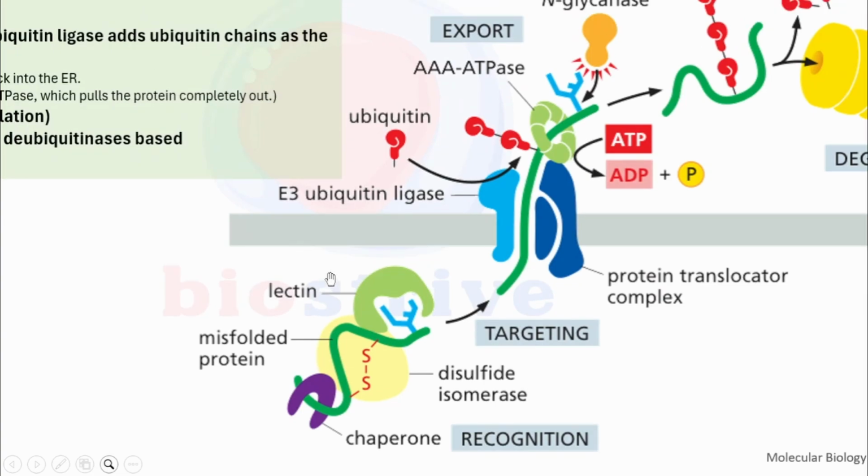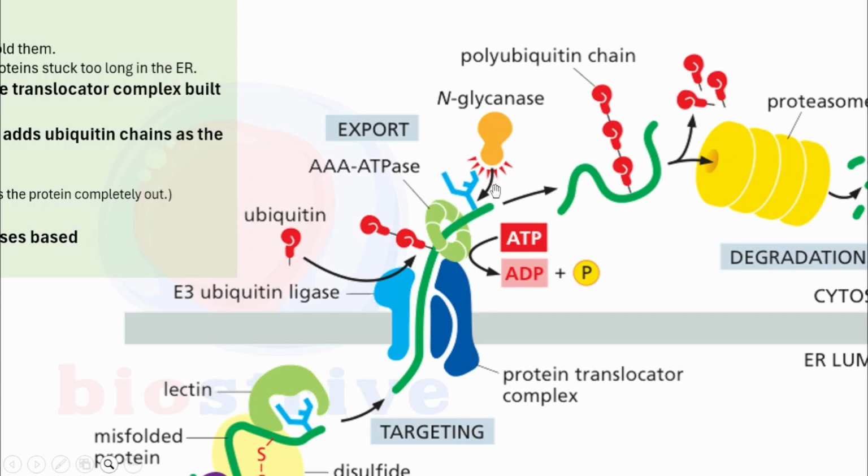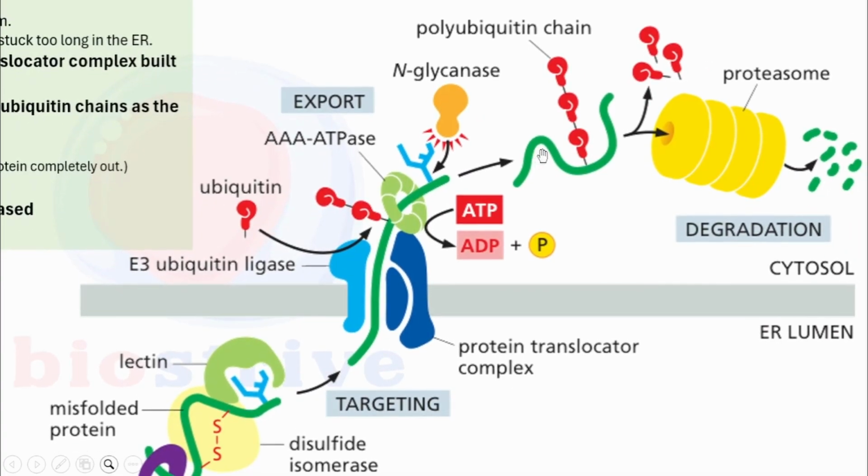Now this lectin has high affinity for this protein translocator complex. This protein translocator complex is tightly associated with E3 ubiquitin ligase. When the protein is translocated, this E3 ubiquitin ligase will ubiquitinylate this unfolded or misfolded protein. Here is the role of the triple A ATPase. An enzyme will remove the glycosylation on this protein. The protein will be polyubiquitinated, and this polyubiquitinated protein will be moved to the 26S proteasome degradation system and will be degraded there.